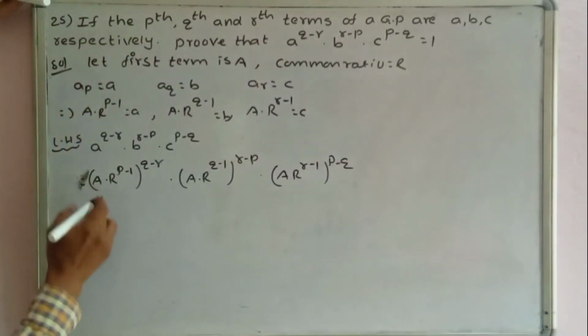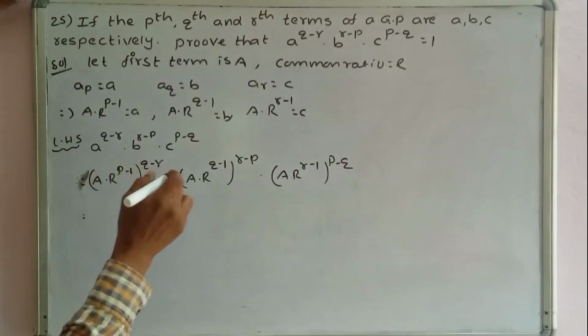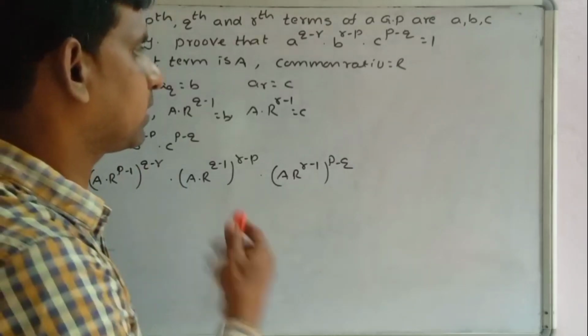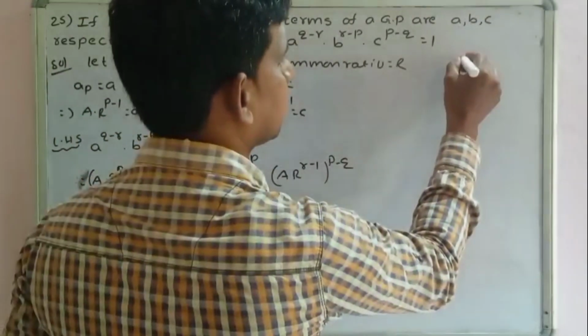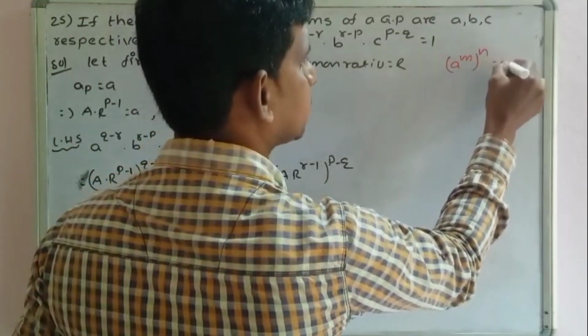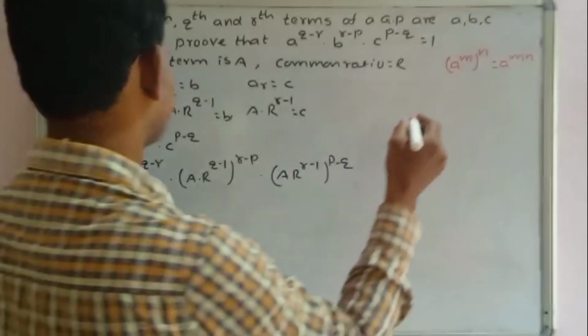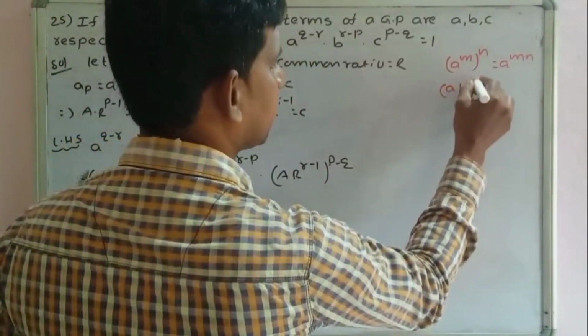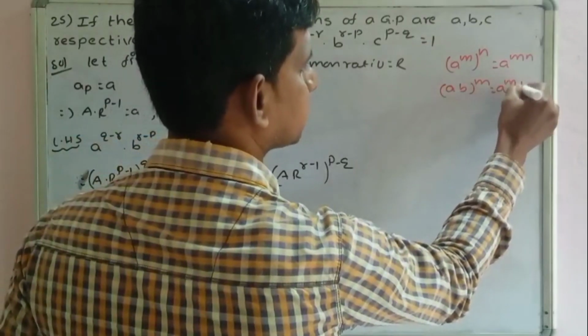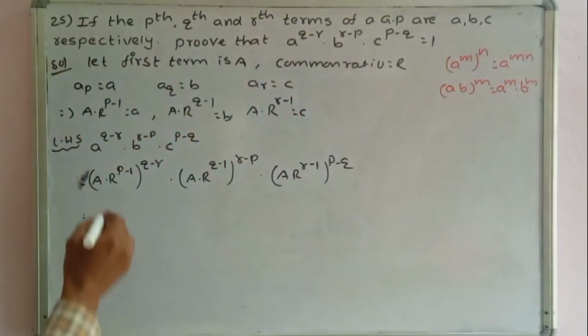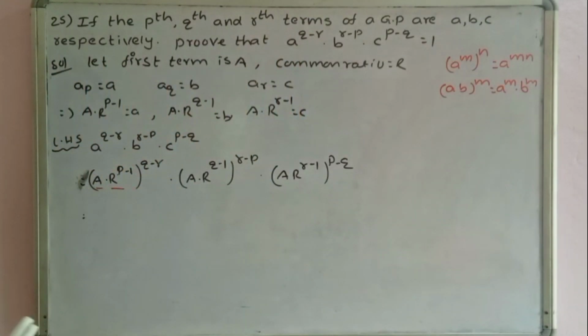See A power m whole power n. What is the formula? A power m whole power n equals A power m times n. Another one is AB whole power m equals A power m times B power m. See, this is of the form AB whole power m, so A power m times B power m.